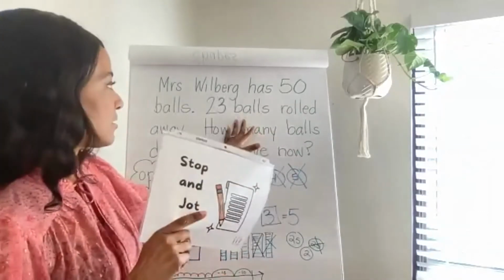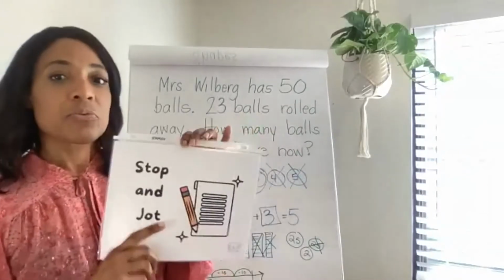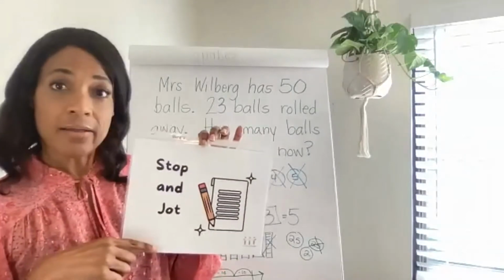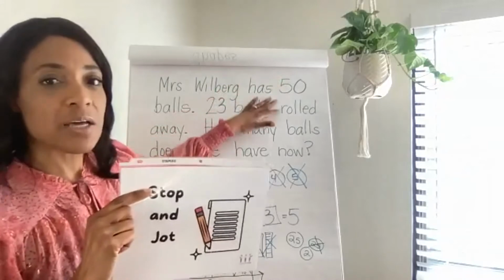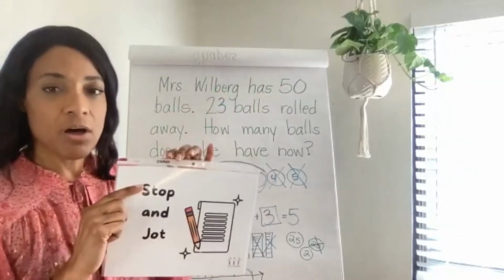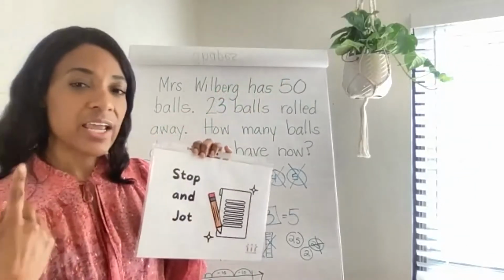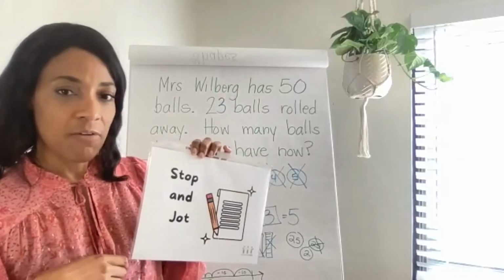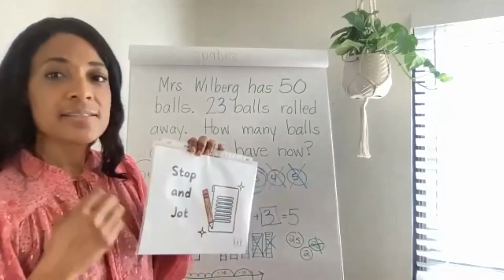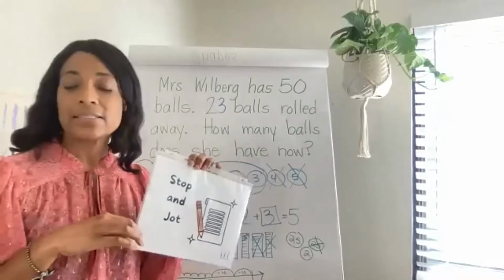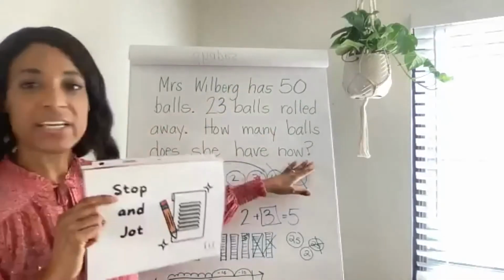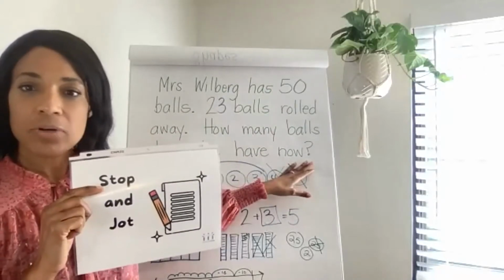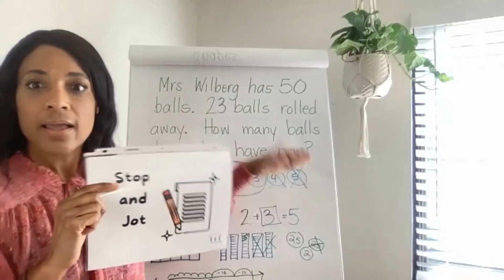That makes sense. The reason we want kids to stop and jot as a strategy is because as the problems become longer and more involved, they're going to have to retain more information in order to solve. Something I notice about kids is that sometimes after reading a whole problem, we'll get to the end and say, what is this problem about? And they have no idea.